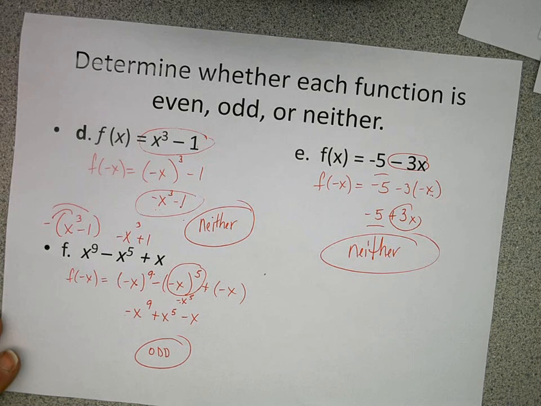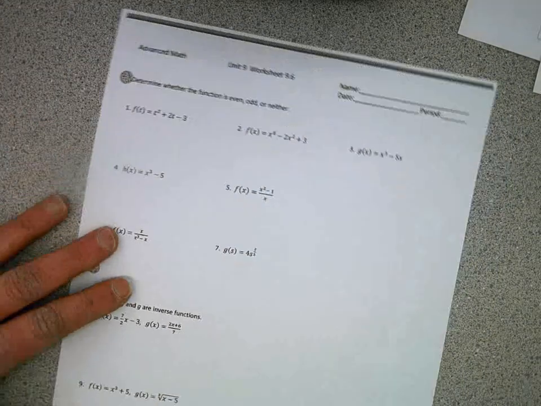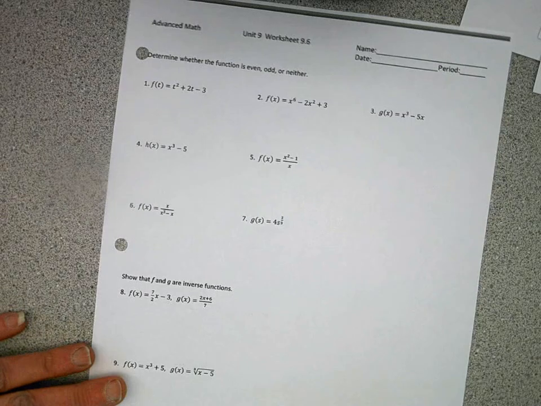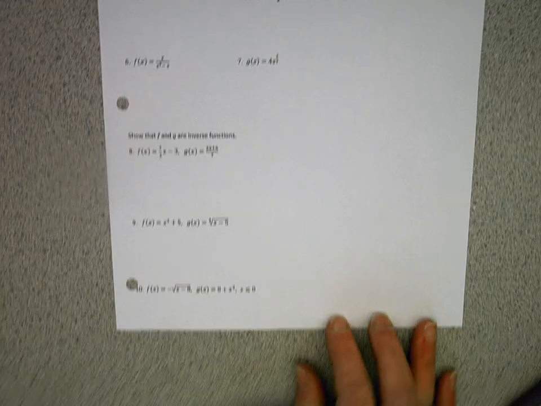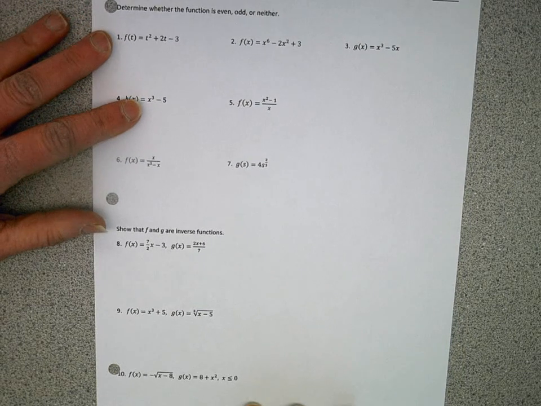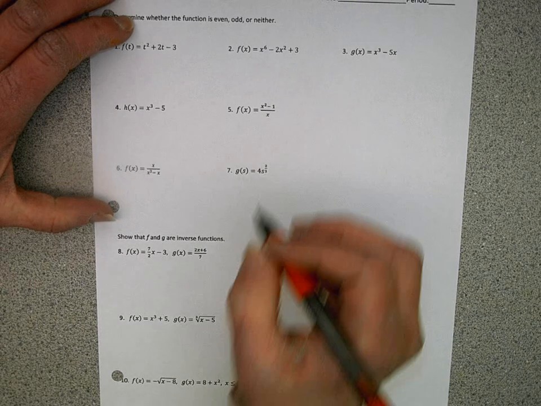Okay? So if you haven't gotten worksheet 9.6 yet, have the sub get that from the sub right now. And I'm going to take off one question from you to make it a little bit easier and just talk about it. So the first 7, I'm sorry, are odd or even or neither. Okay. Let's talk about number 7 really quick.